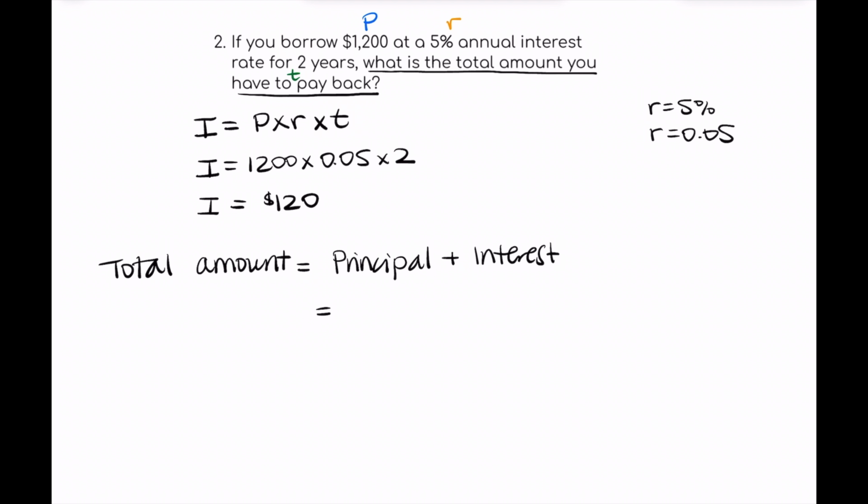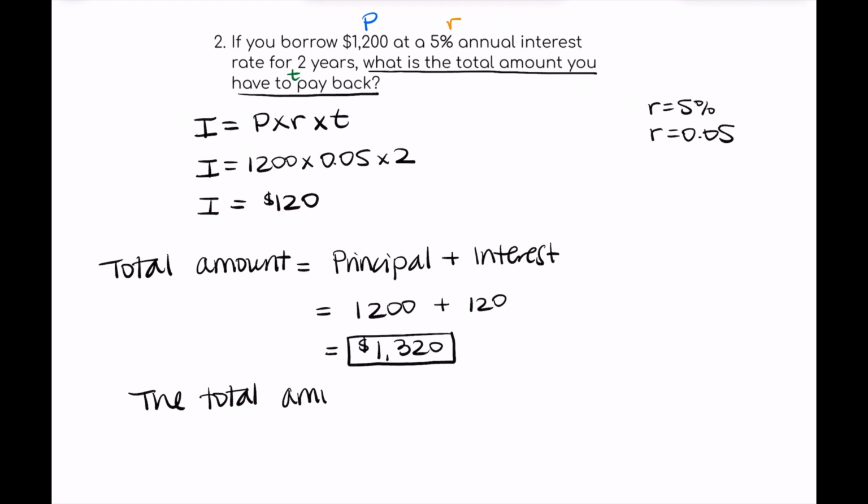Our principal amount was the $1,200, that's already in our question. And then the interest is what we just solved for, that is the $120. When we add these two together, we get $1,320. So our final answer here, the total amount you would have to pay back, is $1,320. And that is our last and final practice question for today.